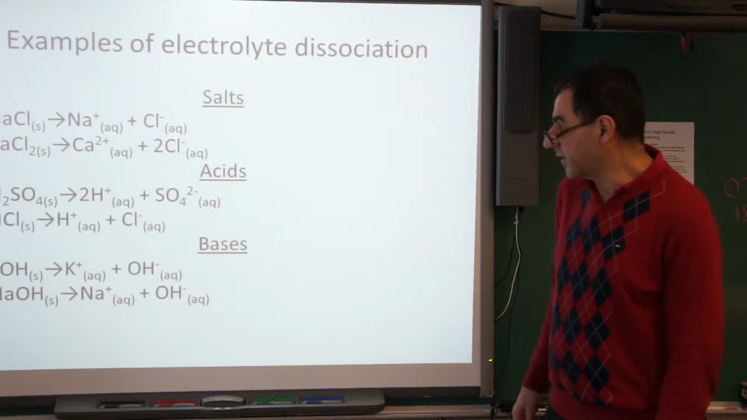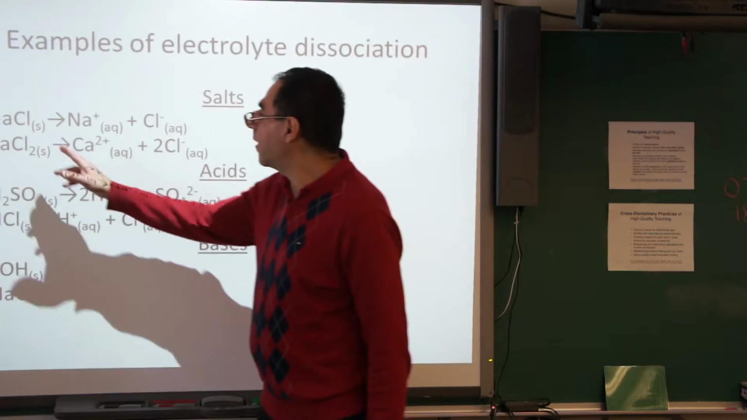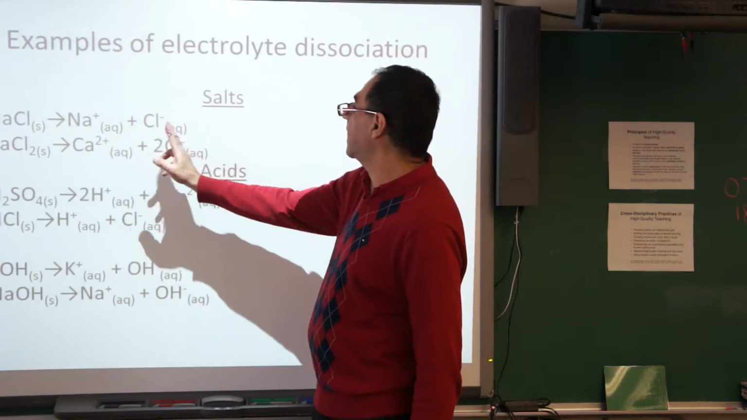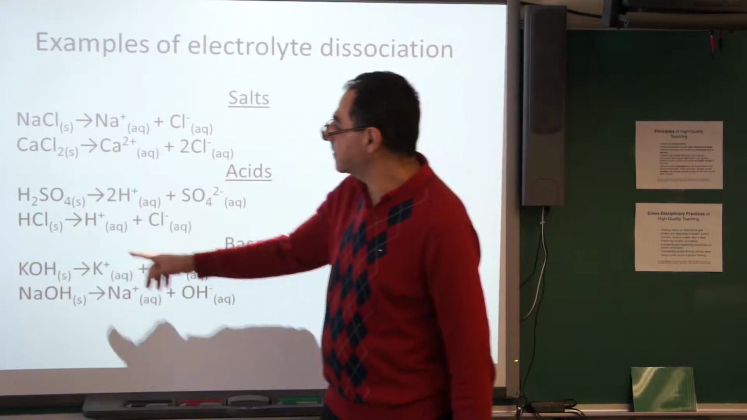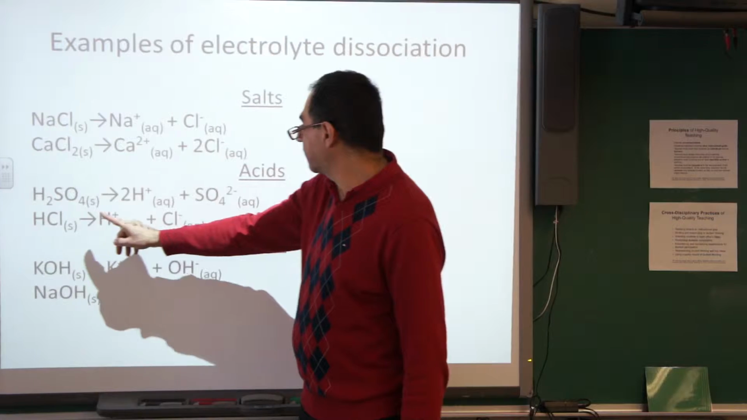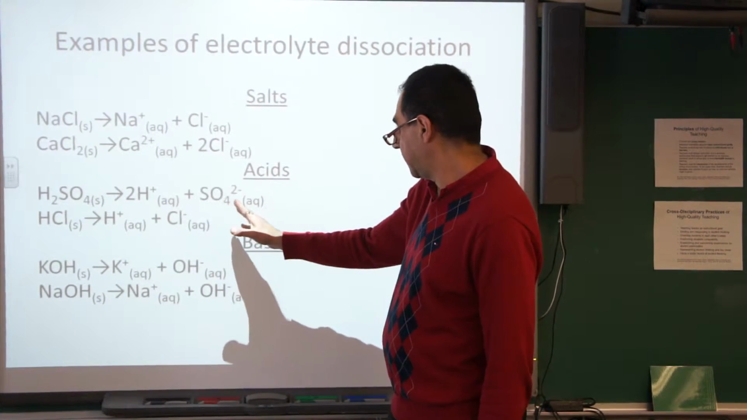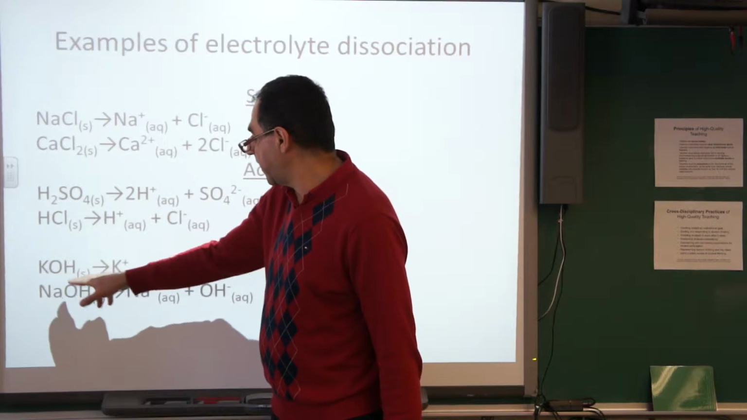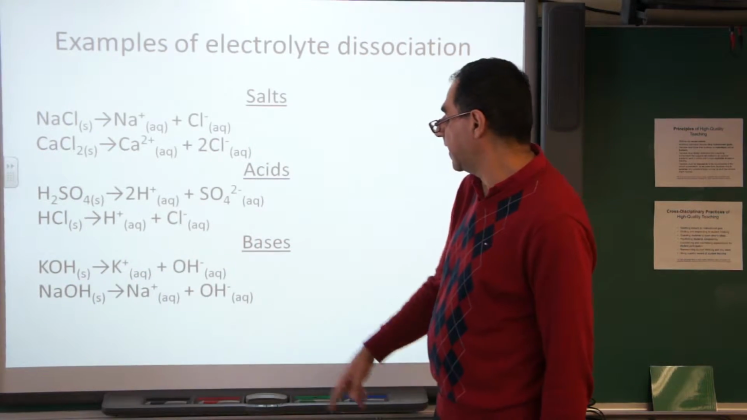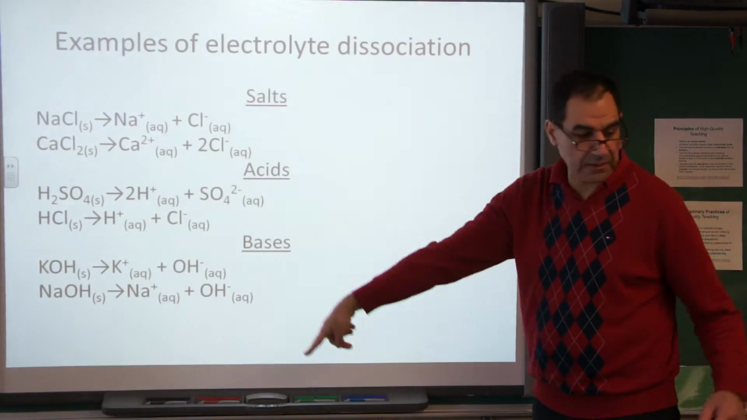For example, salts, which are metals and nonmetals, dissociate to positive and negative ions. Acids, which start with H, dissociate into positive and negative ions. And bases, which end in OH, dissociate into positive and negative ions. They all conduct electricity.